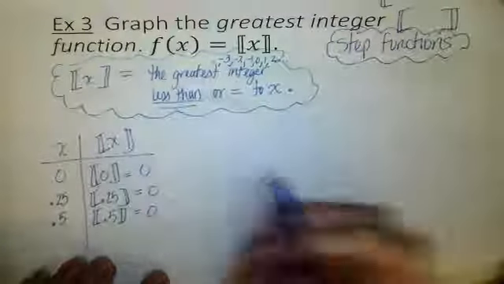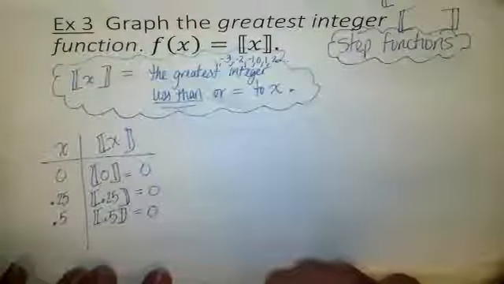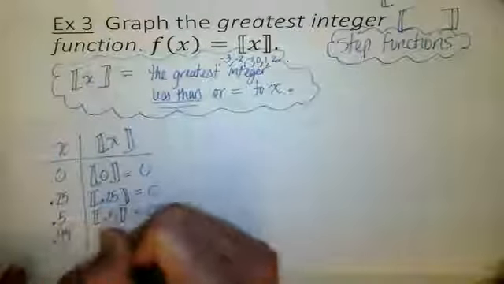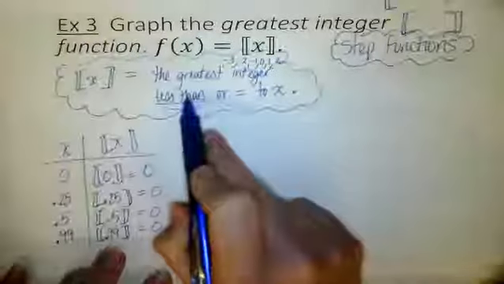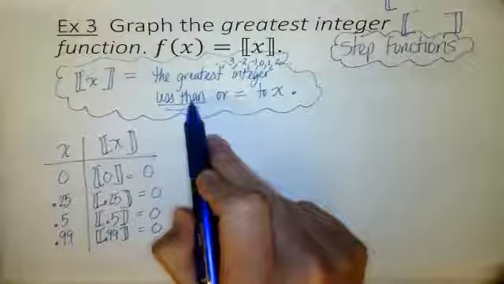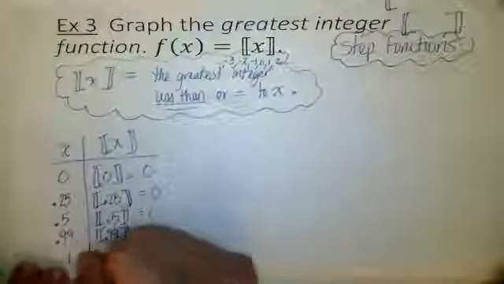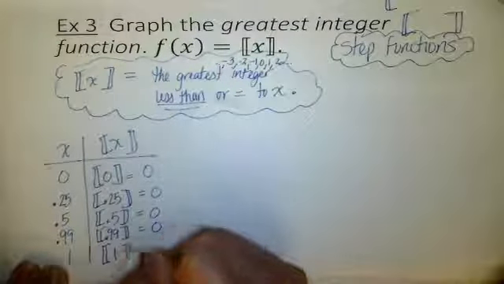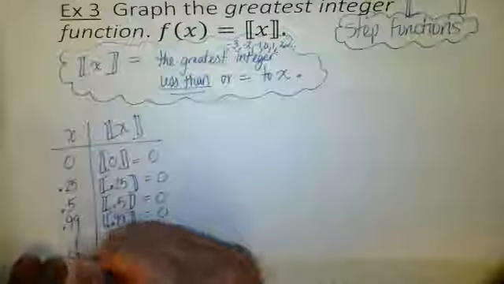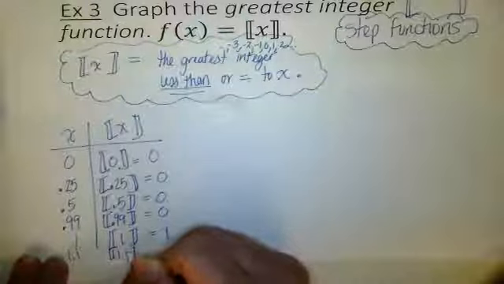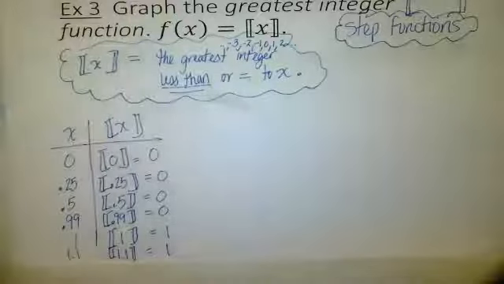Still 0. And I could do 0.75. What's the greatest integer of 0.75? Still 0. What's the greatest integer of 0.99? Still just 0, because it's the integer less than or equal to the number. Okay? What's the greatest integer of 1? 1, because that's the integer that's equal to the number. What's the greatest integer of 1.1? Just 1, the greatest integer less than or equal to the number.